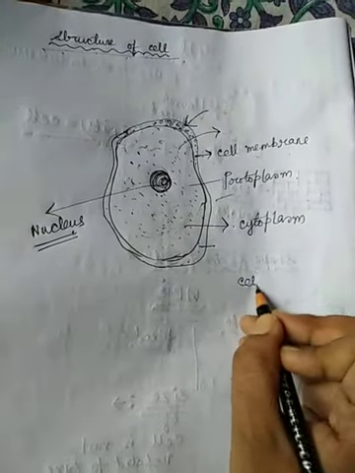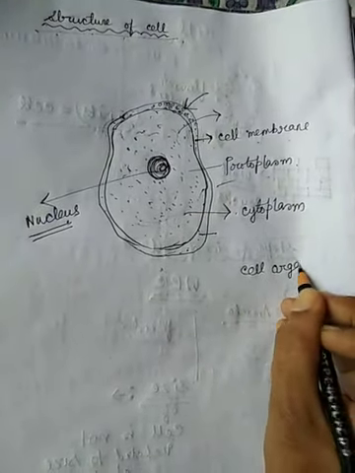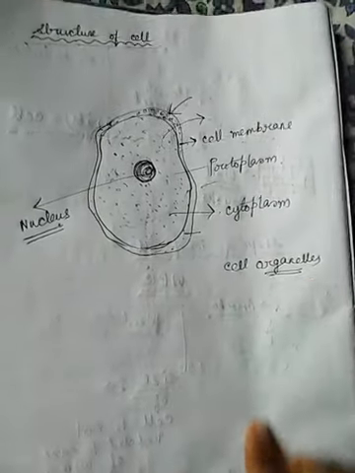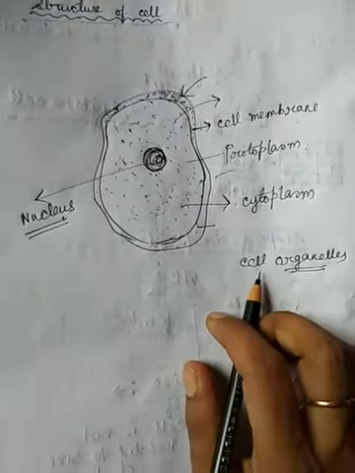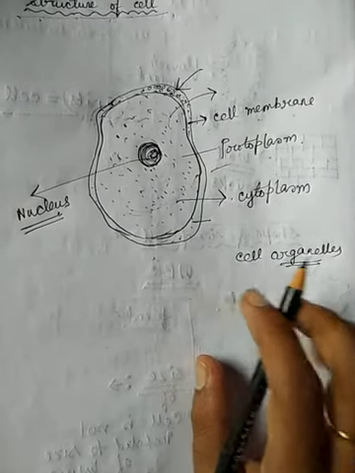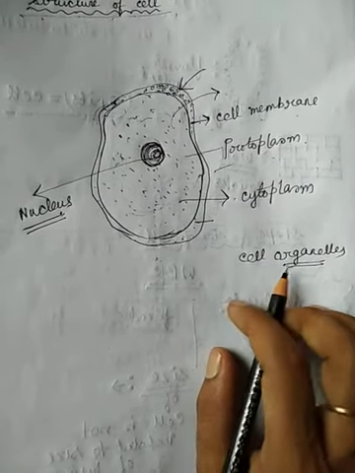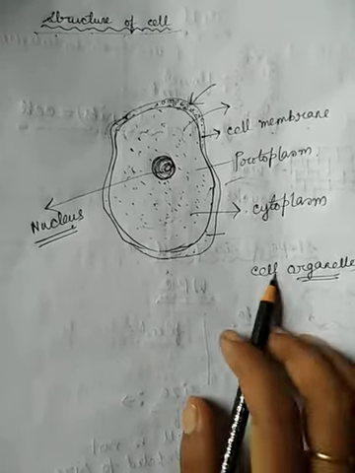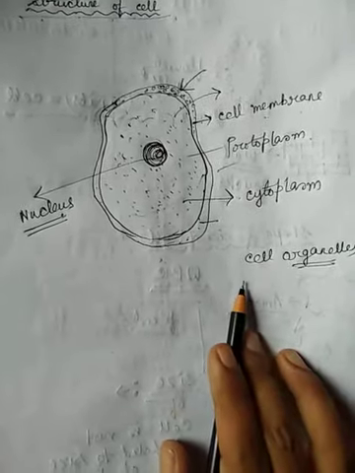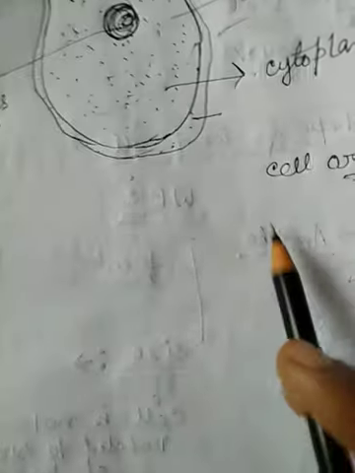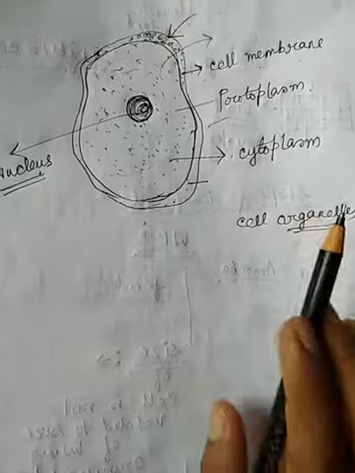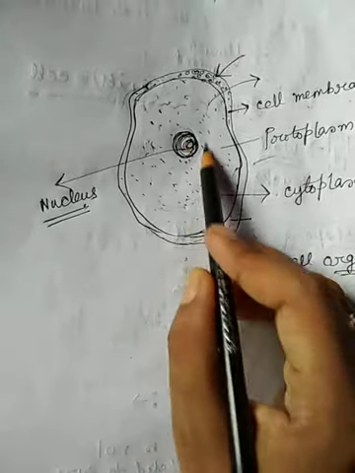What are called cell organelles? There are different types of cell organelles. We will discuss them one by one. Some of the cell organelles are found in plants but not present in animal cells, and some are found in animal cells but not in plant cells. But first we discuss the common cell organelles that are present in both animals and plants. So first is the nucleus.